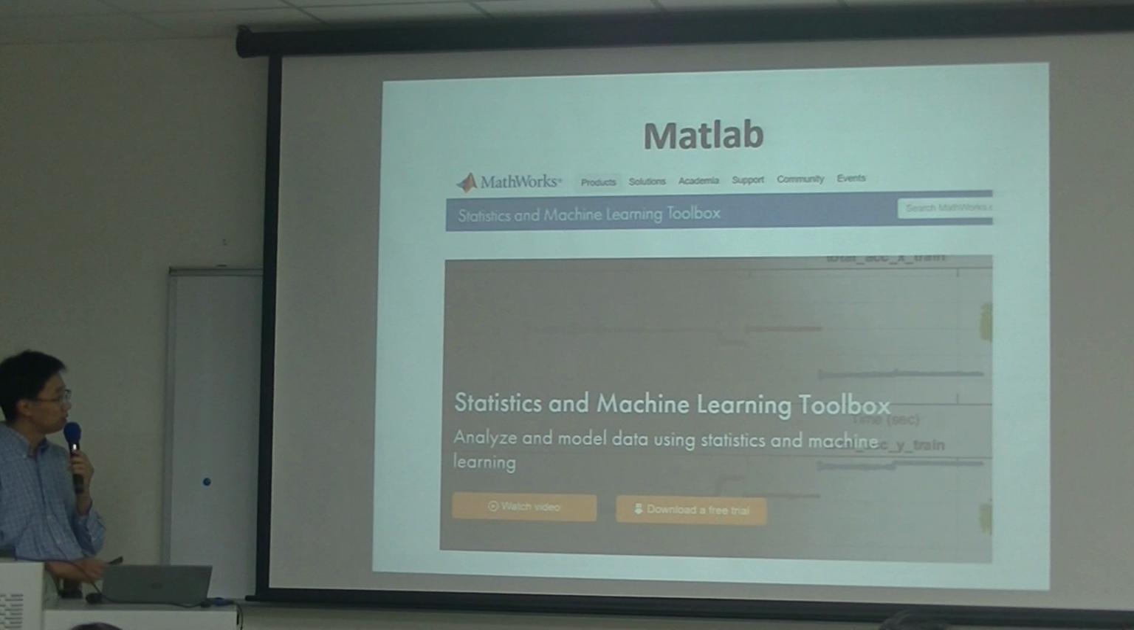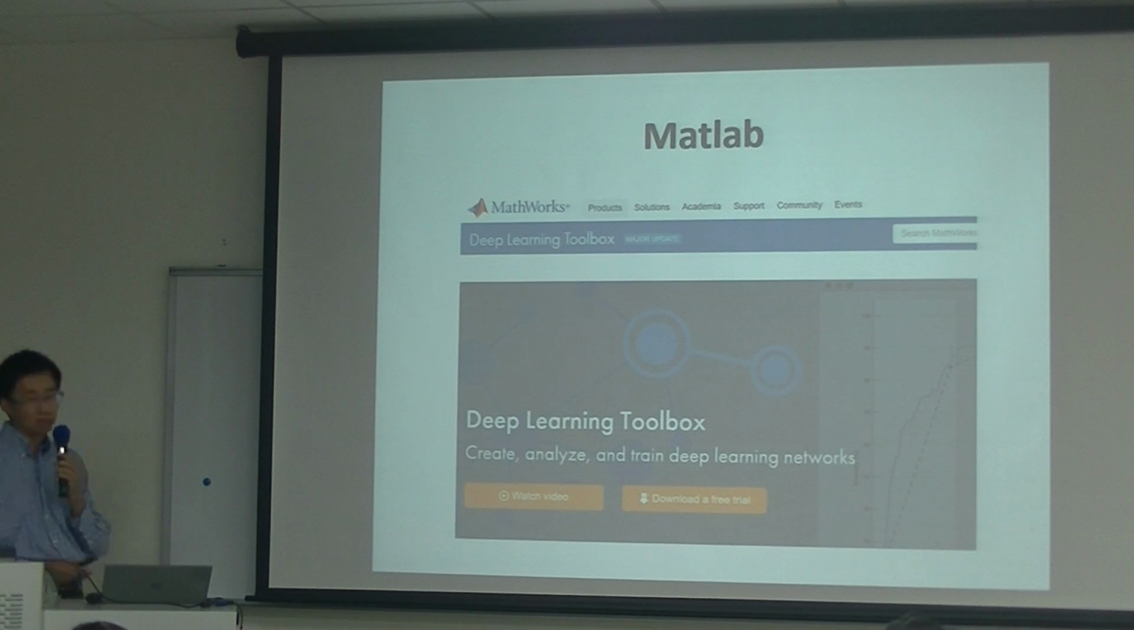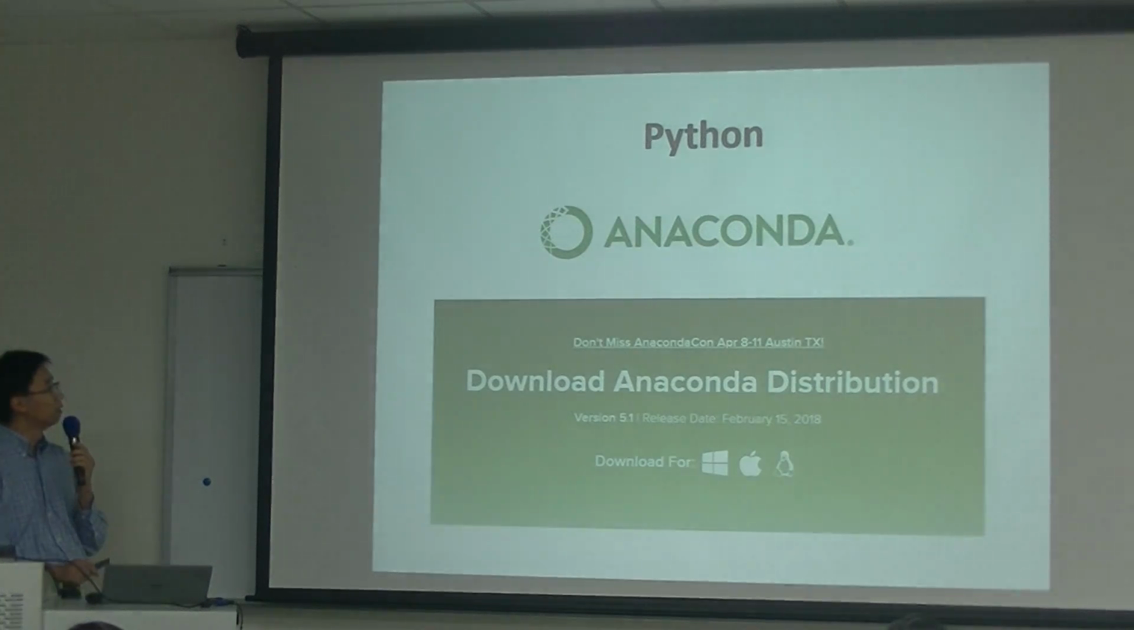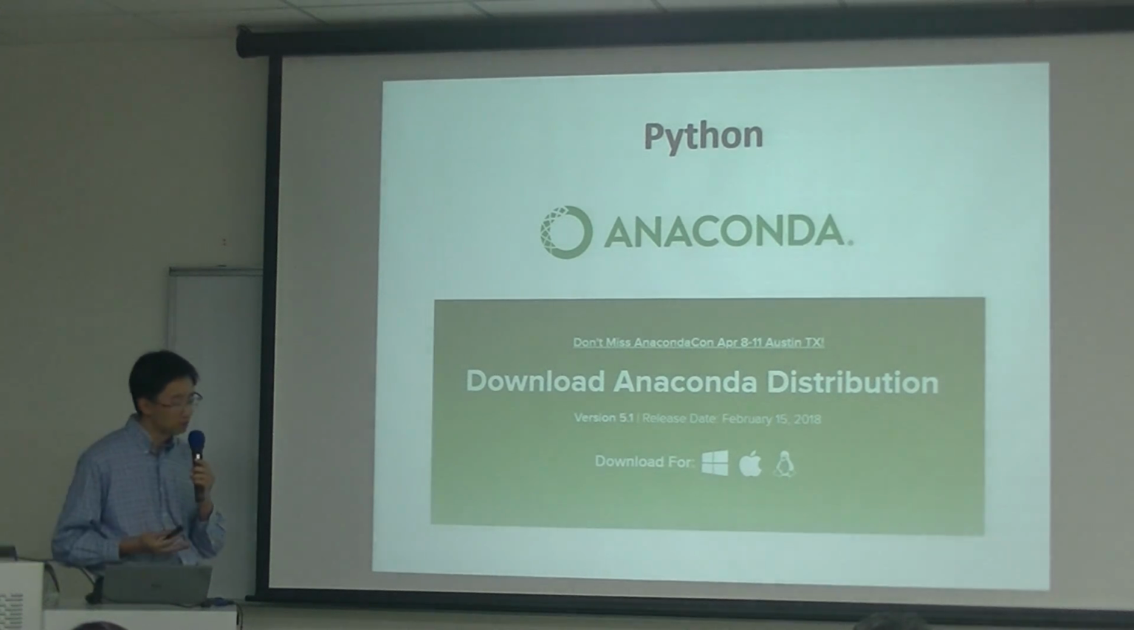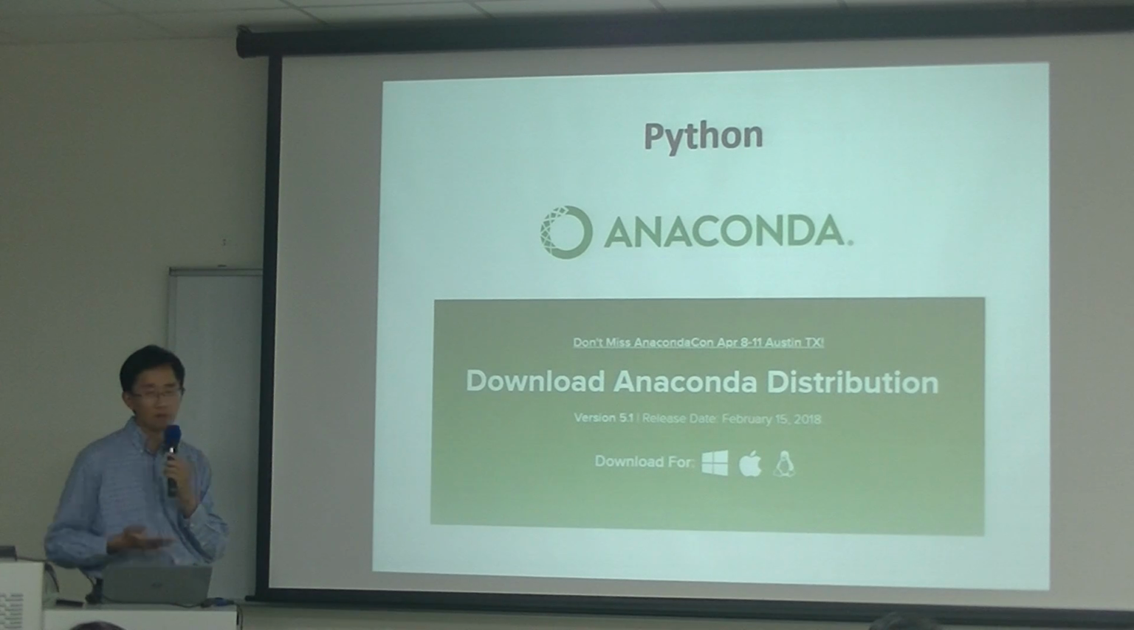We can use these two toolboxes to do all the tasks in this class. In the first half of the class, we will probably just use the Statistics and Machine Learning Toolbox. But for image classification, we will use the Deep Learning Toolbox. And for Python, I would recommend you download Anaconda. Anaconda is like a package of the Python software.